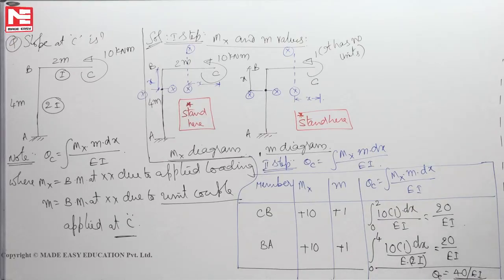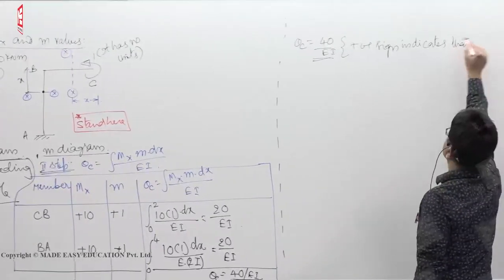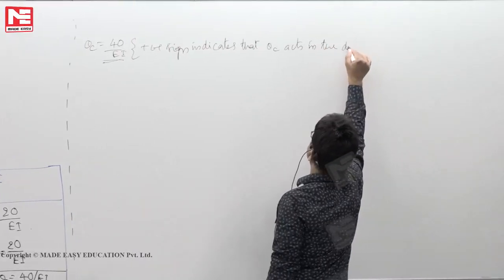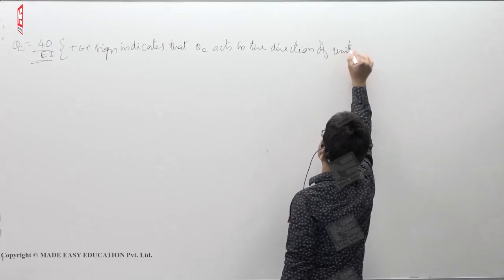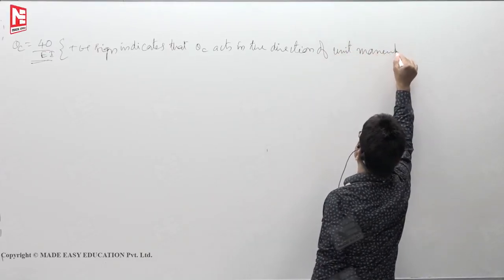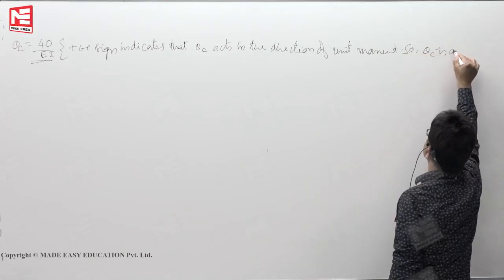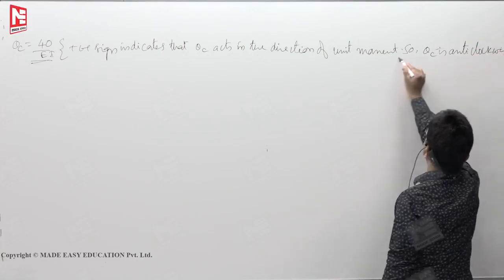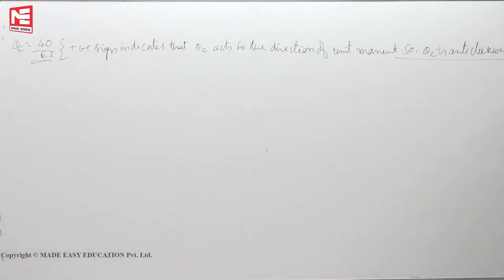Now here positive sign indicates that theta C acts in the direction of unit moment. So theta C is anti-clockwise. So anti-clockwise rotation.